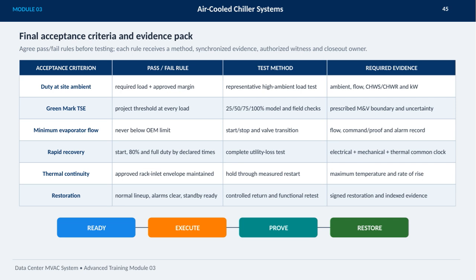We must also ensure minimum evaporator flow never drops below OEM limits, monitor start/stop valve transitions with proper flow and alarm records, and test rapid recovery times from start to full duty. Restoration involves confirming normal lineup, clearing alarms, and performing a controlled return with a functional retest, all supported by signed restoration documentation and indexed evidence. These steps, ready, execute, prove, and restore, form the backbone of a thorough and reliable acceptance process.